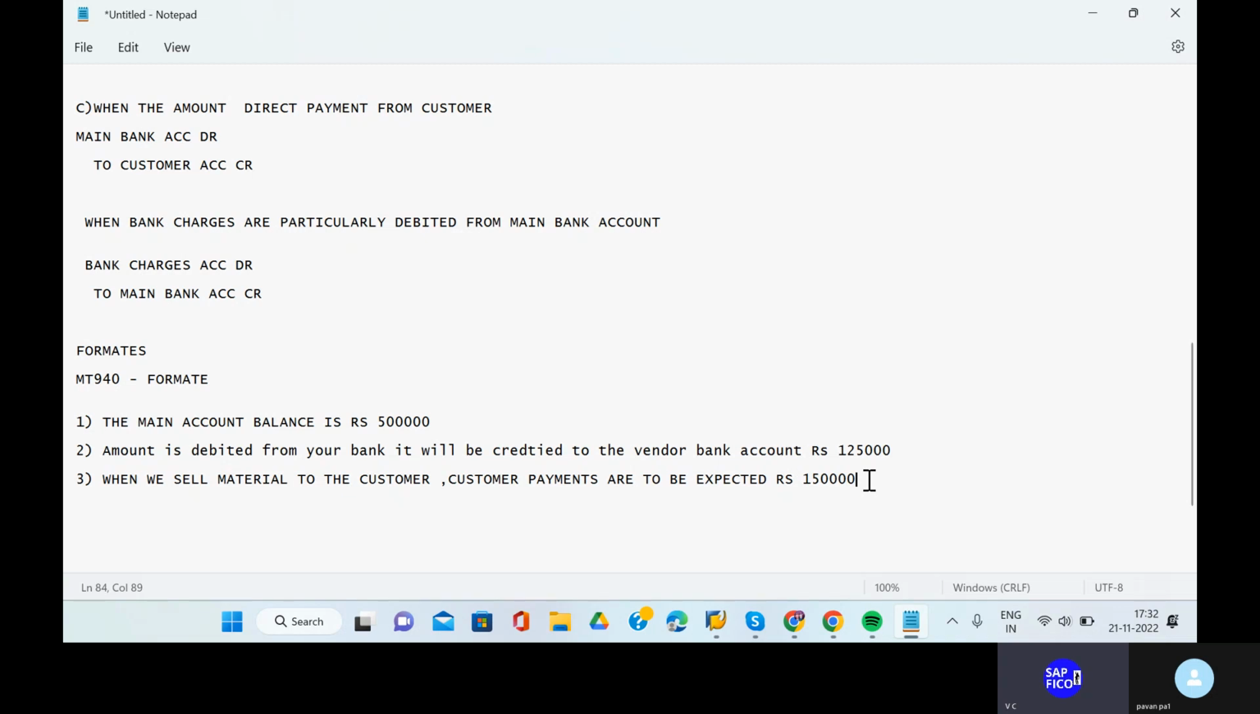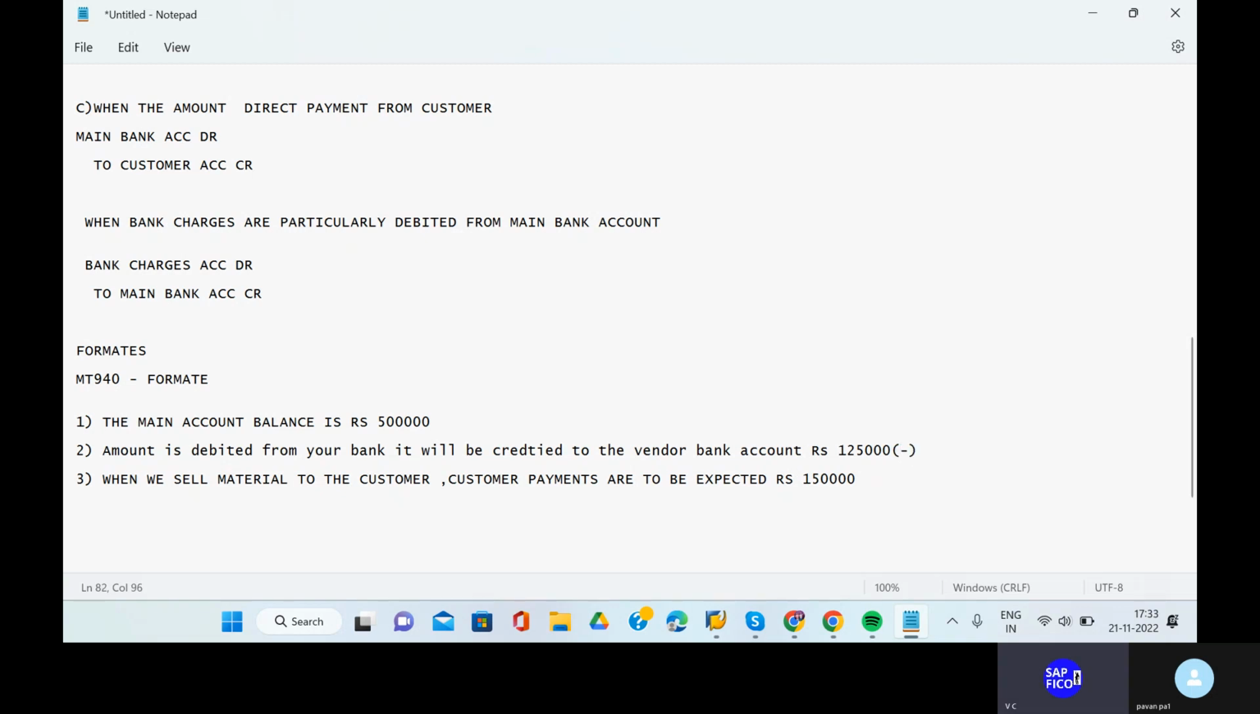Now you have the entries. First, we need to indicate the indicators. Okay, what are those indicators we have? When the amount is debited from your bank account, what is the indication that you have? It is a debit balance, right? So that is minus. Yes, put the minus in the brackets of 1,25,000 rupees. Put the brackets after the one.